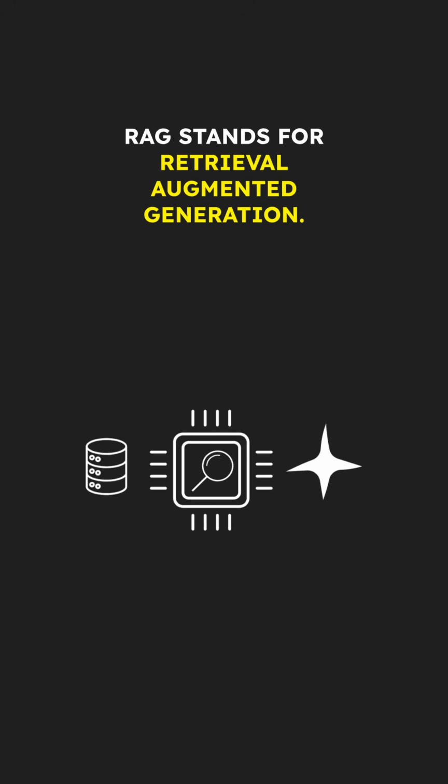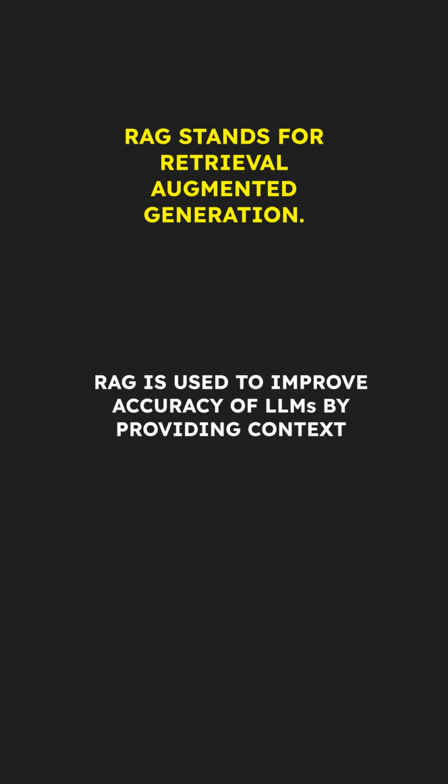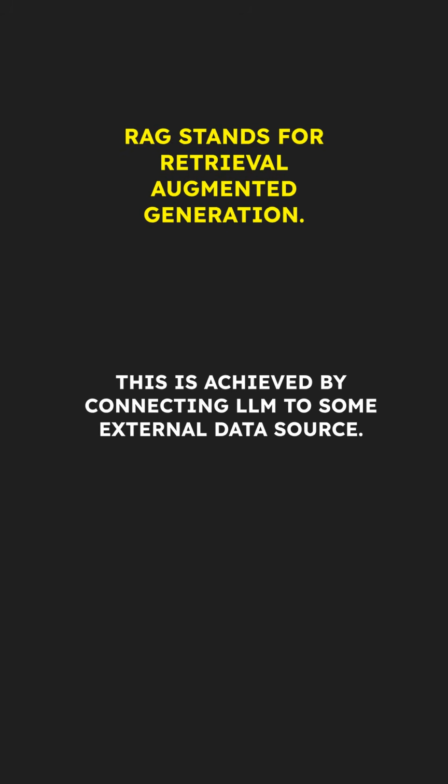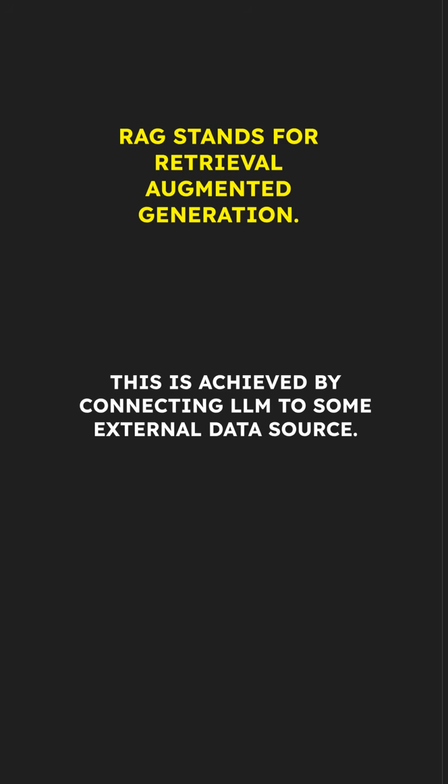RAG stands for Retrieval-Augmented Generation. This is a key concept in large language models. RAG is used to improve the accuracy of large language models, or LLMs, by providing them with relevant context. This accuracy is achieved by connecting the LLM to some external data source.